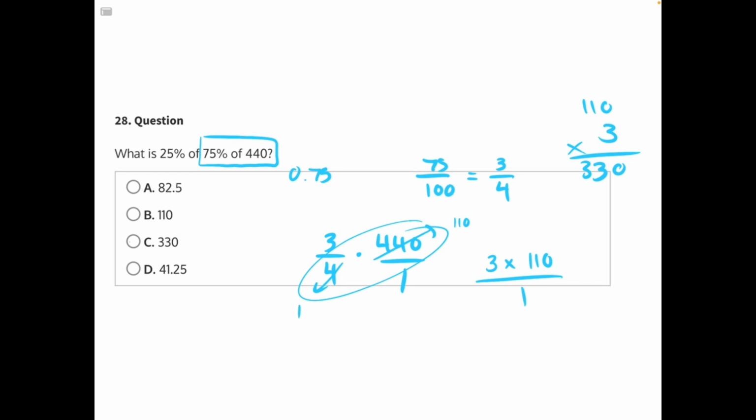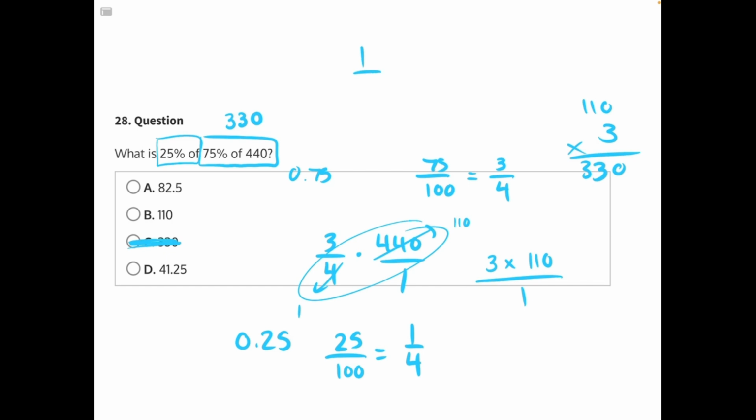But that is not the correct answer because we have one more step: to find 25% of 330, which is 75% of 440. Again, you can do this one of two ways. You could either change 25% to a decimal or to a fraction. But again, I would recommend putting the fraction in its simplest form, which is 1/4, 1/4 out of a dollar.